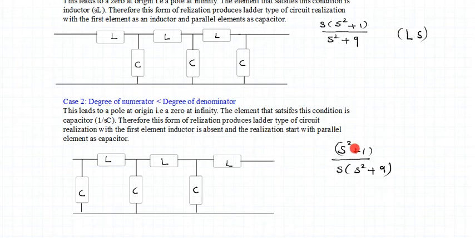So here the numerator degree is 2, and the denominator degree is 3, right? So the degree of the numerator is smaller than the degree of the denominator, and because of which we see there is a pole at origin. Pole at origin is nothing but a 0 at infinity, right? Such a condition is satisfied by a capacitor.